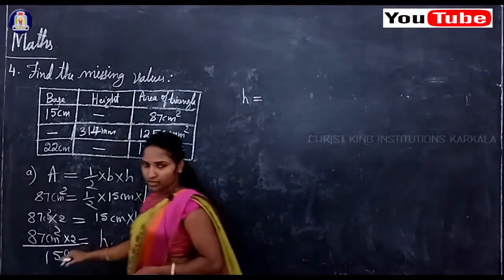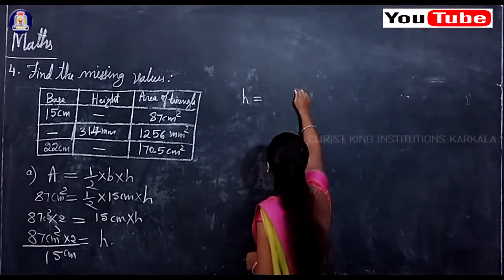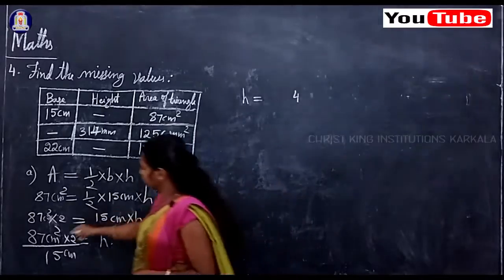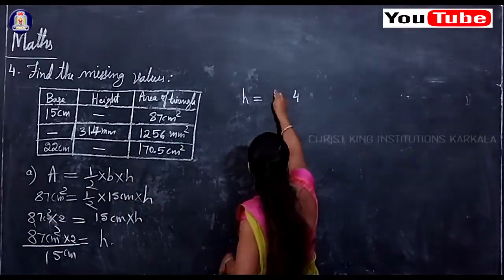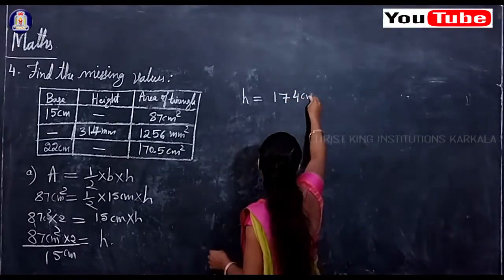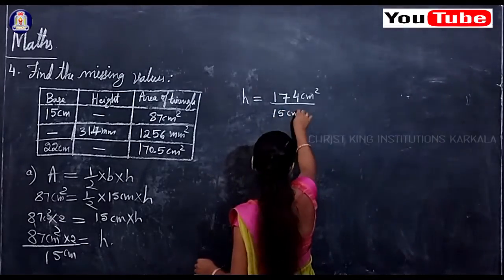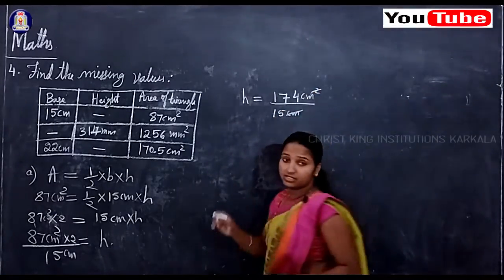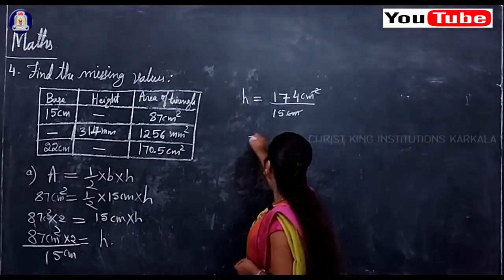87 into 2, how much? You multiply: 2 sevens are 14, so 1 remaining. 2 eights are 16, 16 plus 1 is 17. So 174 centimeter square divided by 15 centimeter. So in this, centimeter and centimeter, 1 centimeter gets cancelled. So what is remaining here?